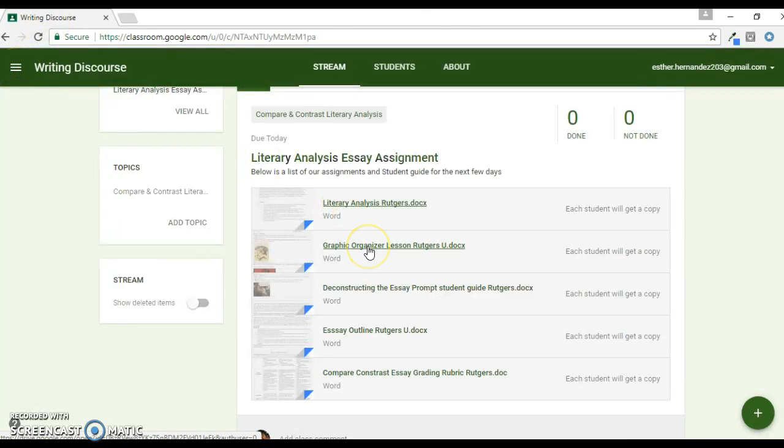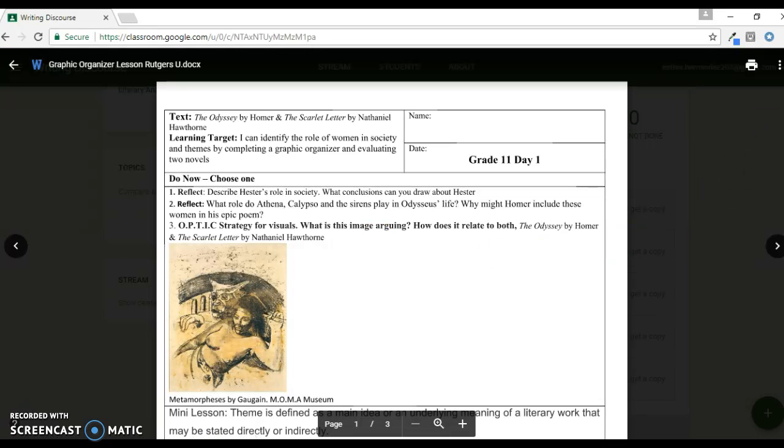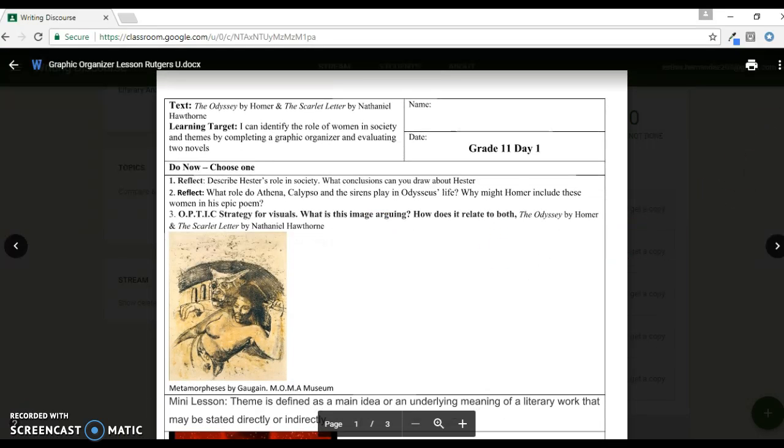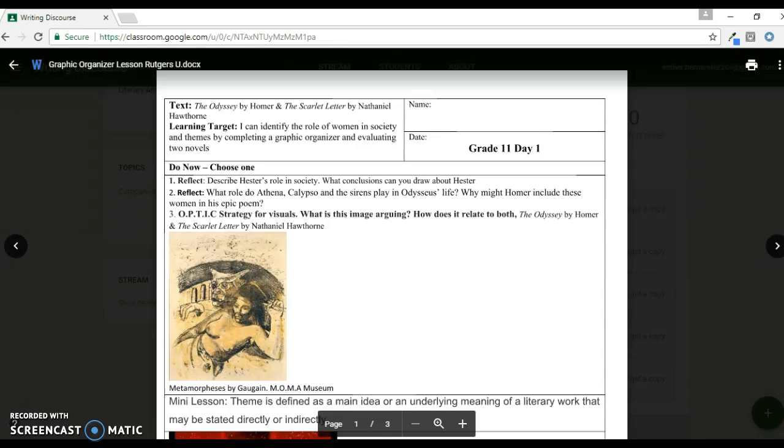I also have a graphic organizer for the students that will allow them to get their thinking in order. So here's my lesson plan for the students, where their learning target is they can identify the role of women in society by identifying themes, evaluating the novels, and completing a graphic organizer. This is the first day.